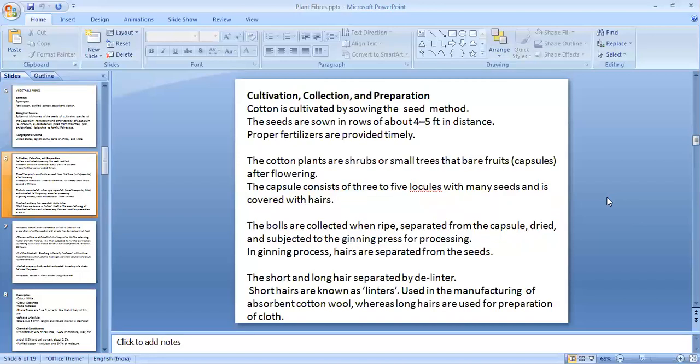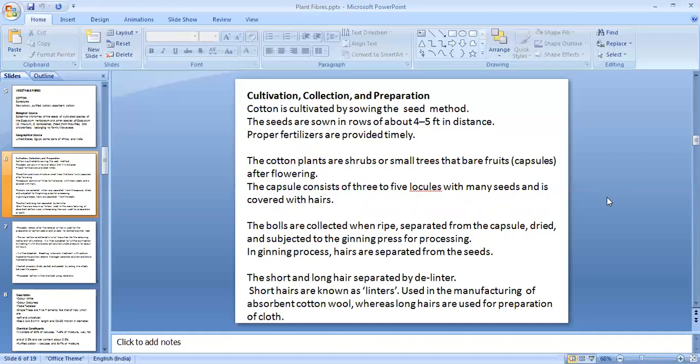Coming to the cultivation, collection, and preparation of absorbent cotton: usually the cotton is cultivated by sowing the seeds. These seeds are sown in rows about 4 to 5 feet apart. Proper fertilizers are provided in time. The cotton plants grow as shrubs or small trees that bear fruits. The fruits of the cotton plant are called capsules, and they bear the fruits after flowering.